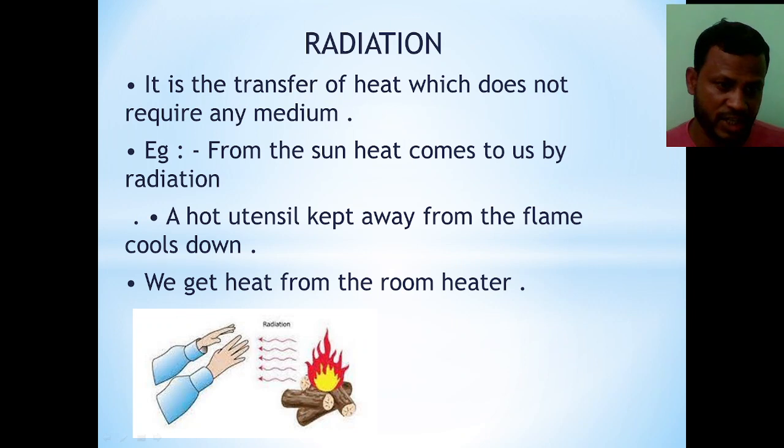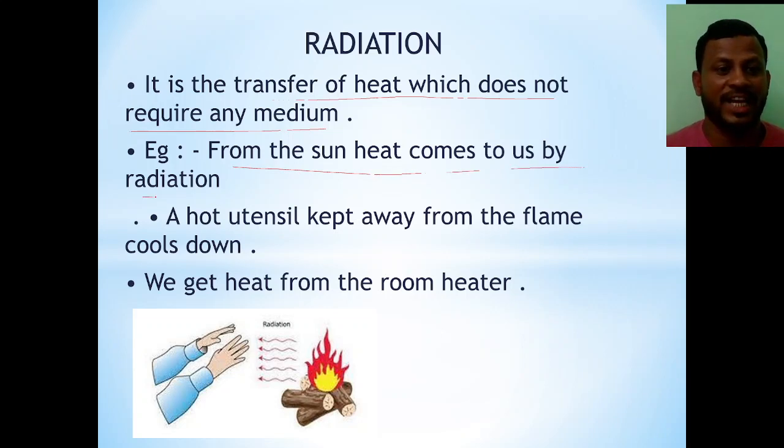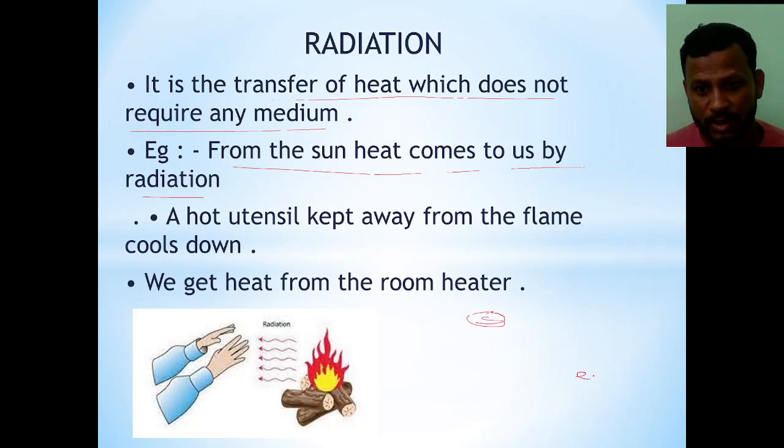Next one is radiation. This is very familiar to everyone. Why? Because of this radiation only we are still here on the surface of the earth. It is the transfer of heat which does not require any medium. For example, from the sun, heat comes to us by radiation. Look here, I am going to explain this. This is the sun and this is the earth.